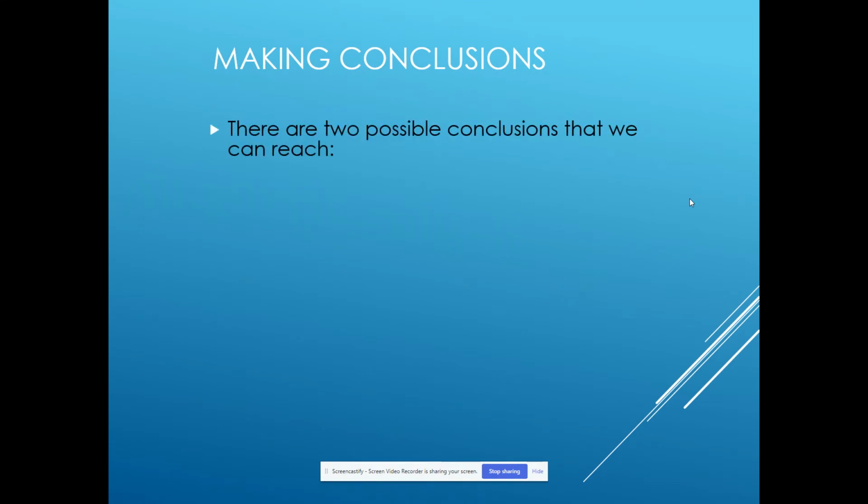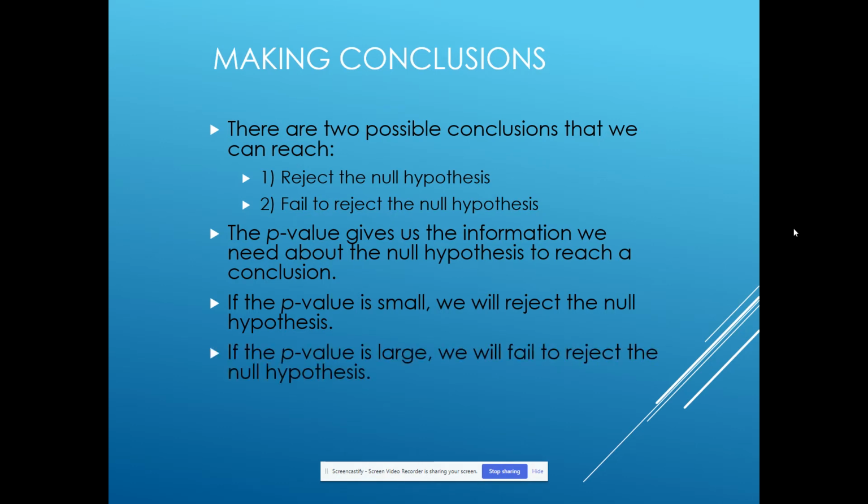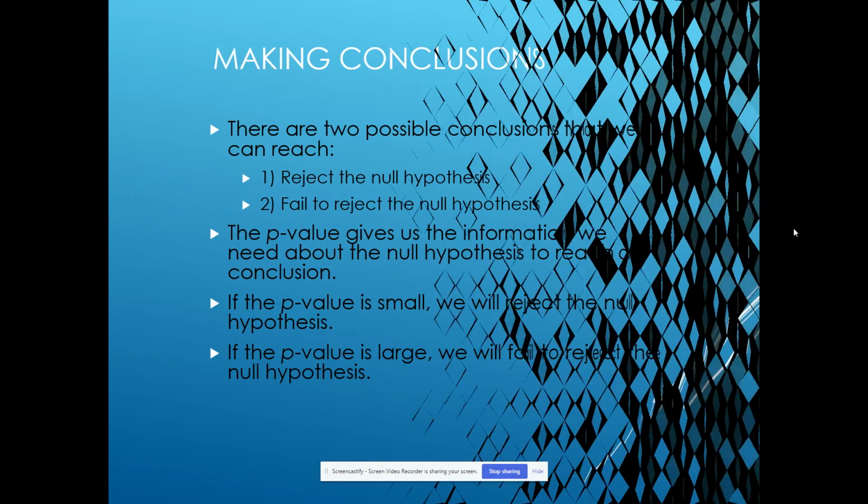Okay, so when we make a conclusion about this, there are two possible conclusions we can reach. We can either reject our null hypothesis or fail to reject our null hypothesis. The p-value is what gives us the information we need about the null hypothesis to reach a conclusion. If the p-value is small, we'll reject the null hypothesis. If the p-value is large, we will fail to reject the null hypothesis.